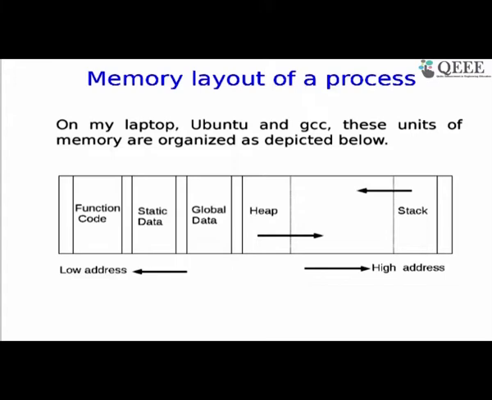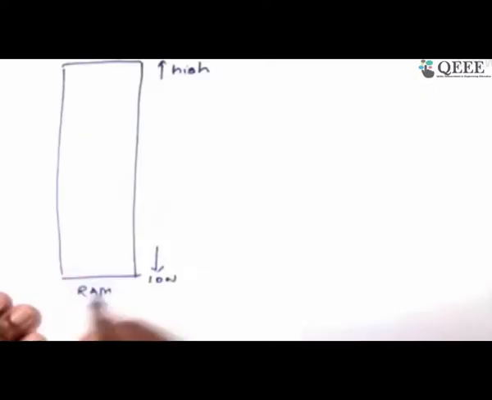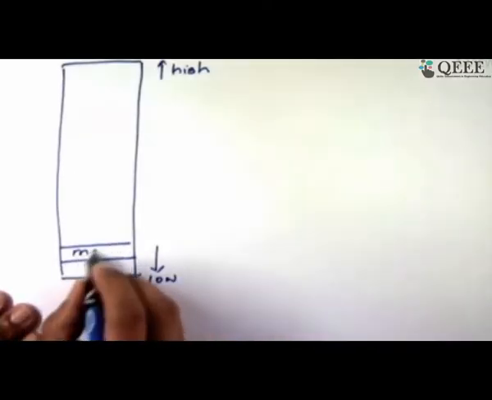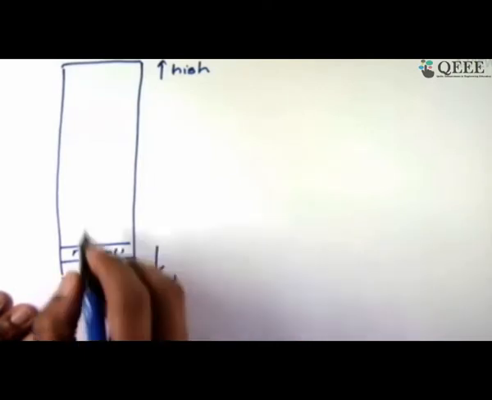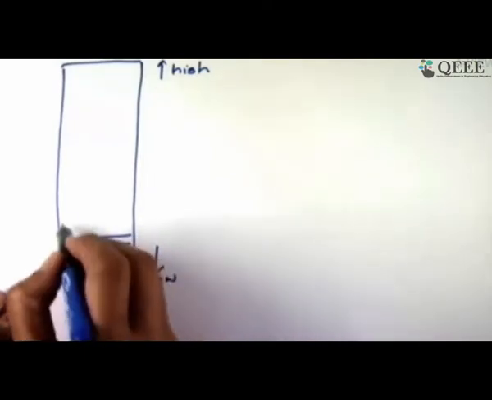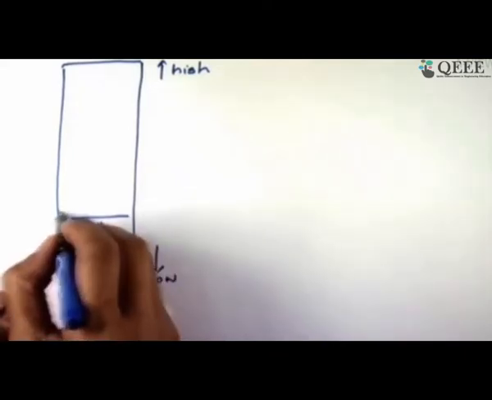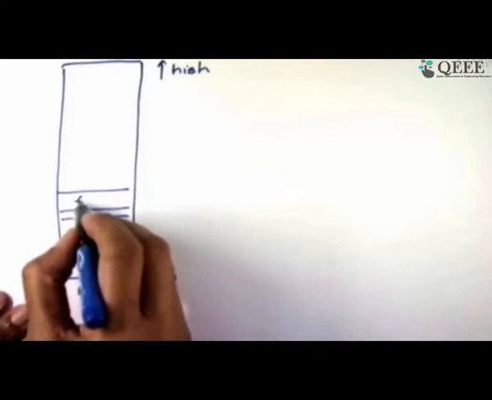Assume this is the total RAM on the machine. Assume that these are the low addresses and these are the high addresses. So I'm going to draw smaller rectangles. Let's say this is my main, the code of main is here. There's some gap. There's the code for function f1. Okay, some gap. The code for function f2.